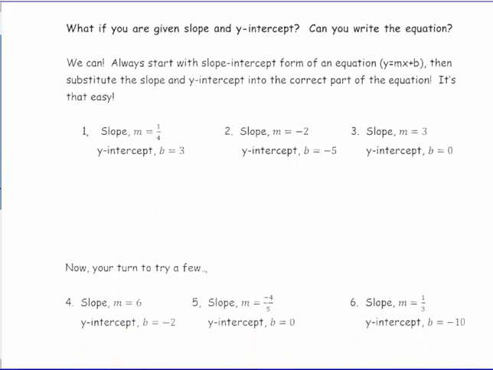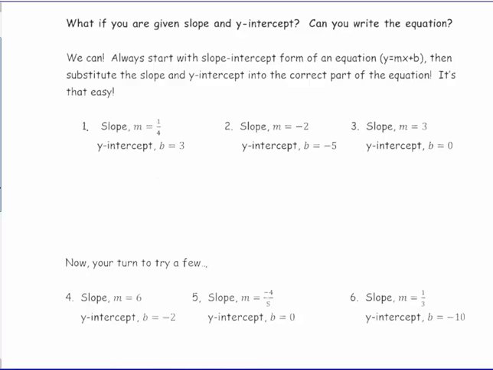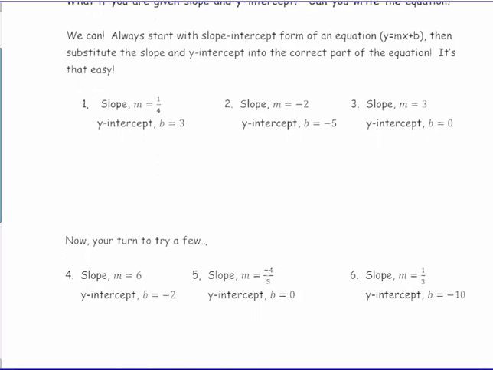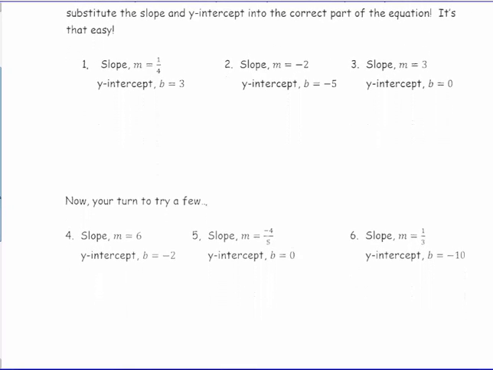Okay, so you've solved those two equations. What happens if you are given the slope and the y-intercept? Can you write the equation? So they've only given me the slope and the y-intercept. Yes, you can. Always start with the slope-intercept form of the equation, y equals mx plus b. Then substitute in the slope, the coefficient of x, and the y-intercept, put it in for the b, into the correct part of the equation. It's that easy. So if I'm given the slope is 1/4 and the y-intercept is 3, my equation is y equals slope 1/4, m, x, write your coefficient there, the factor times x, and plus b, 3. That easy. y equals 1/4 x plus 3.